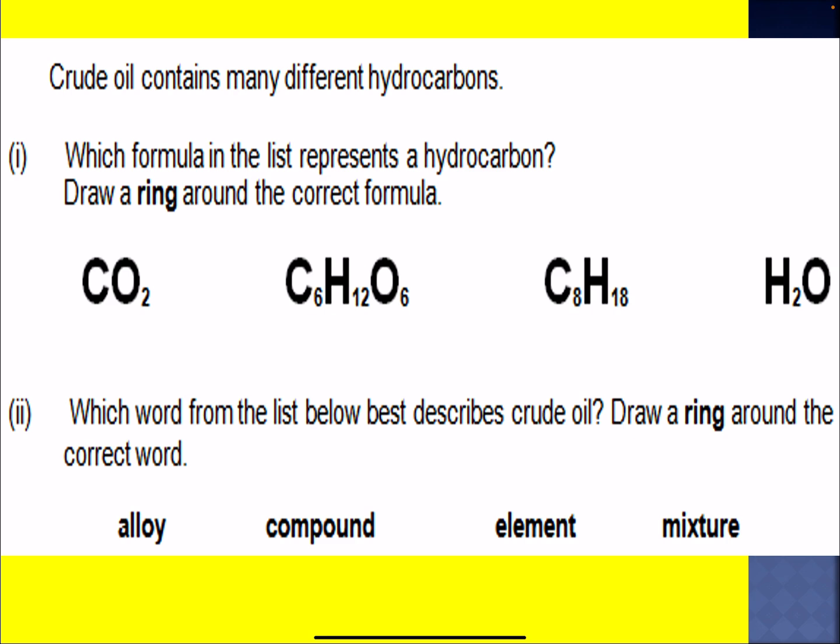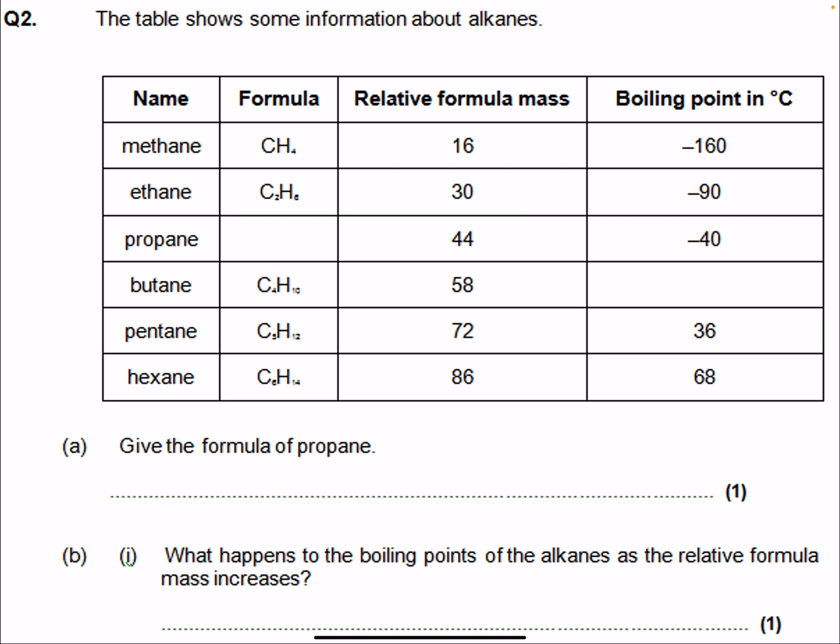Next one, which word from the list below describes crude oil? Is it an alloy, compound, element, or a mixture? Well, because we can separate it using fractional distillation, it means it's a mixture. There you go. Here's another GCSE question. You can pause the video here again. And this is what you should have got.